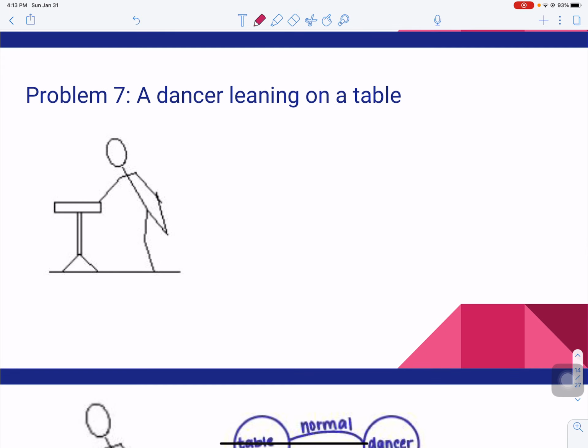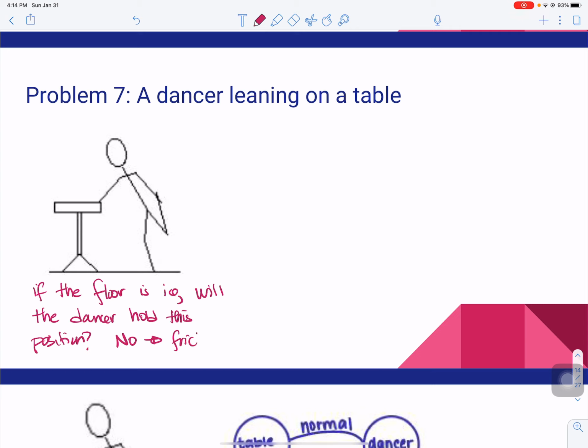Okay, dancer leaning on a table. Now, for this one, I asked you to consider the angles and friction. And so what you need to do is think about if the floor is ice, so in other words, no friction, will the dancer hold this position? And if the answer is no, then we know that we have to have friction.